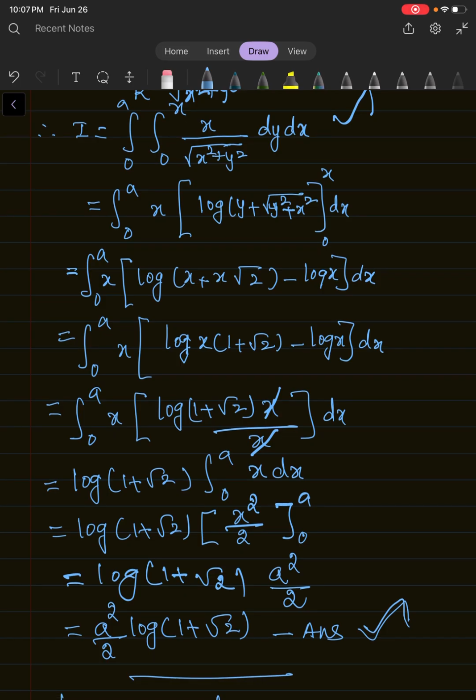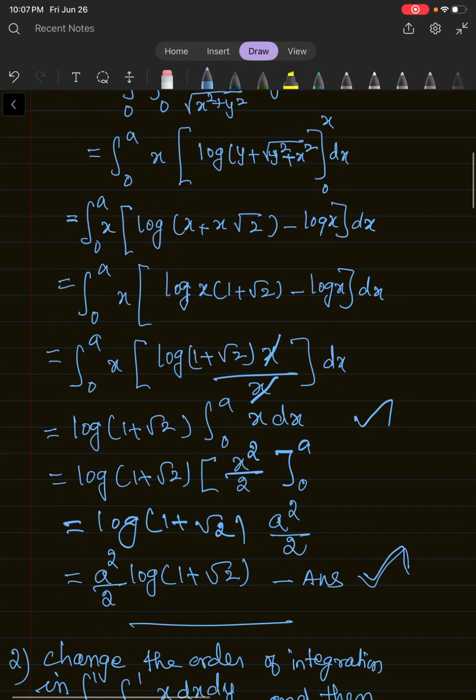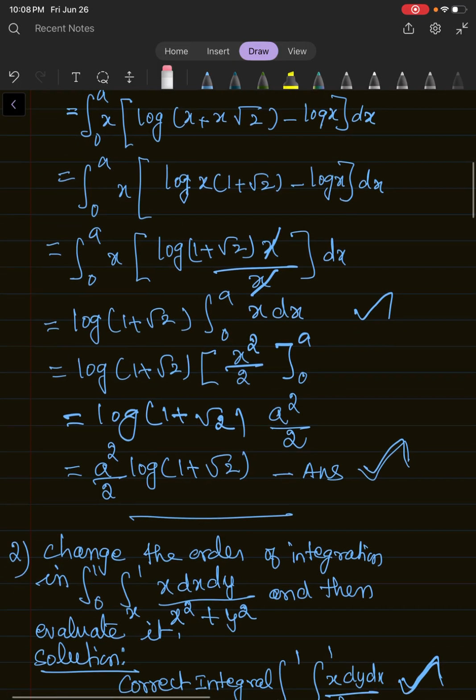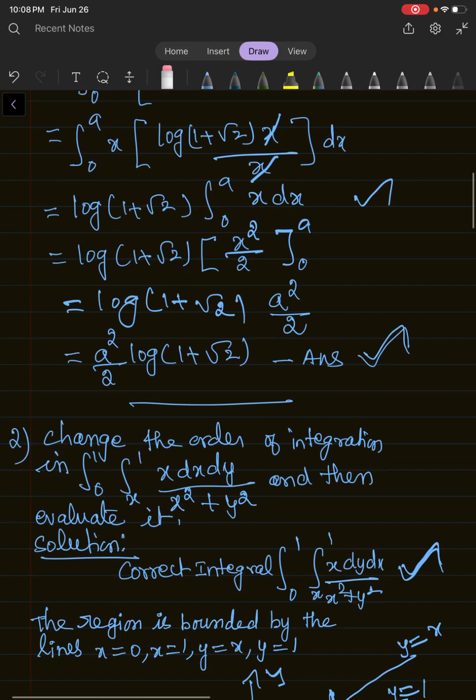This is a constant term. This term can be taken out. Therefore, in the next step, log 1 plus root 2, integral from 0 to a, x dx. Integral x dx, we are getting x square by 2. Apply the limit 0 to a. Therefore, we are getting a square by 2 into log of 1 plus root 2. This is the answer of the given double integral.